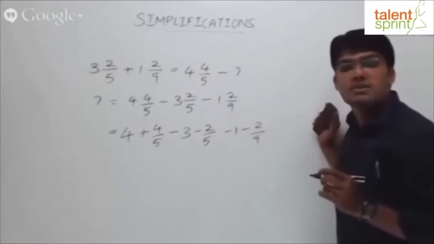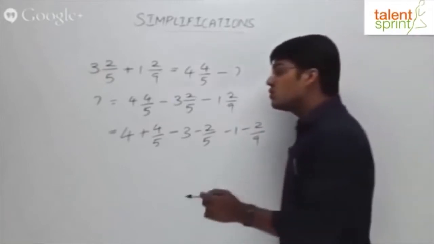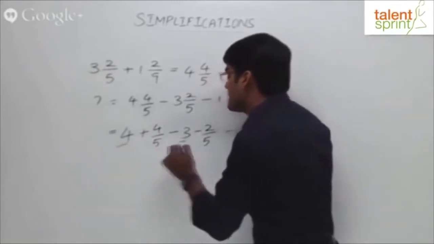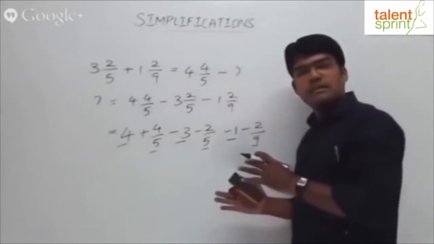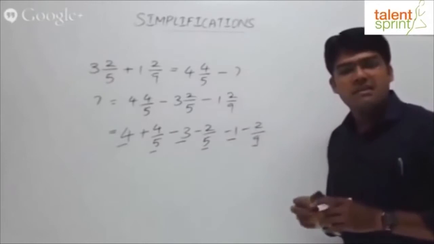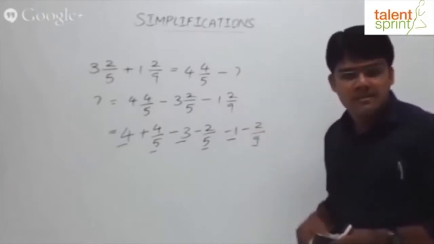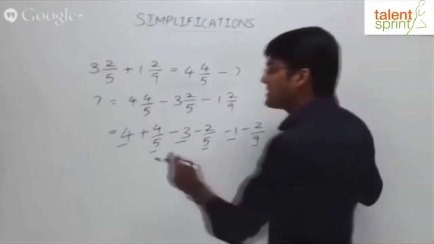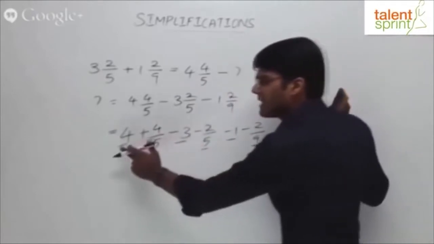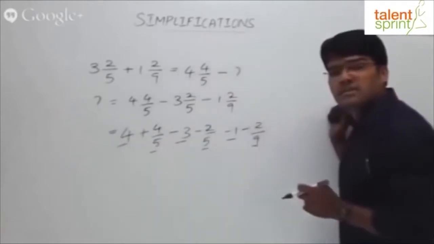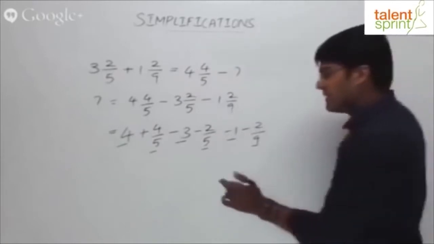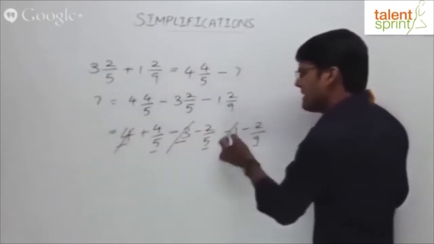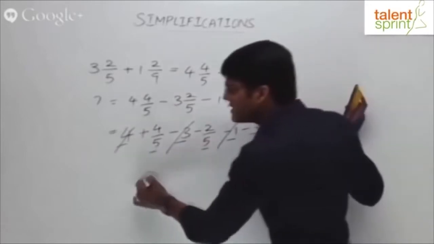Now try to do the calculation. What kind of calculation will you do here? Do the calculations for the integer part separately and the fraction part separately. Are you able to follow? We'll do the integers calculation in one shot and then the fraction calculations here. Let's see what happens. 4, don't worry about the fraction part. 4 minus 3 is how much? 4 minus 3 is 1. 1 minus 1, 0. Yes or no? 4 minus 3 minus 1 is what? 0. So there is no integer part.